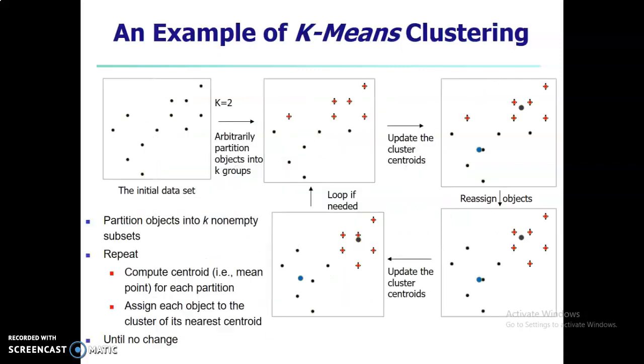Let's see an example of this in a diagrammatic way. Suppose this is the initial data set provided to us, with these different data points, and the number of clusters to be formed is 2. That indicates we have to form 2 clusters. Suppose we have made a partition in this way, drawing a horizontal line between these two.